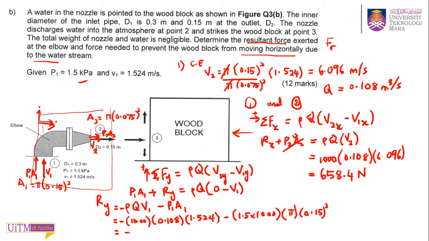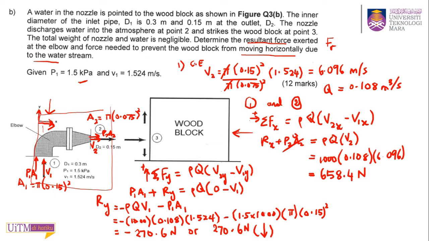Negative 270.6 Newton. So again, you get negative. Don't worry, it's not wrong. It's just that the upward direction you assumed to be positive is wrong. The Ry should be acting downwards. Or you can write 270.6 Newton and acting downwards, like this.